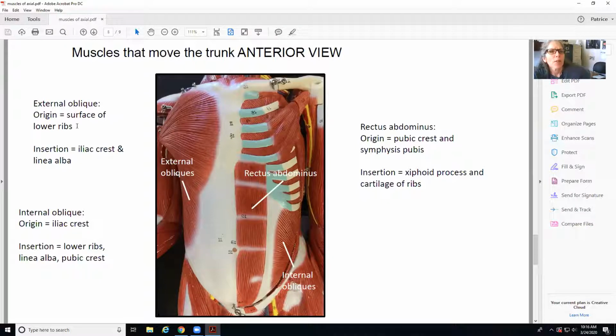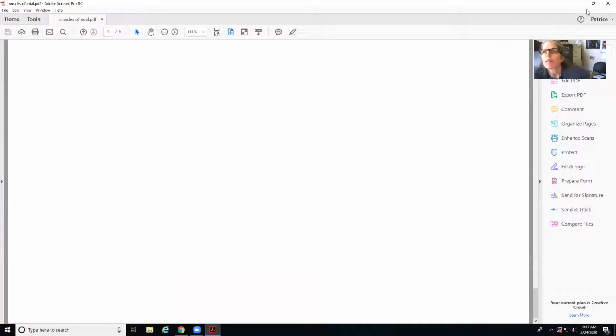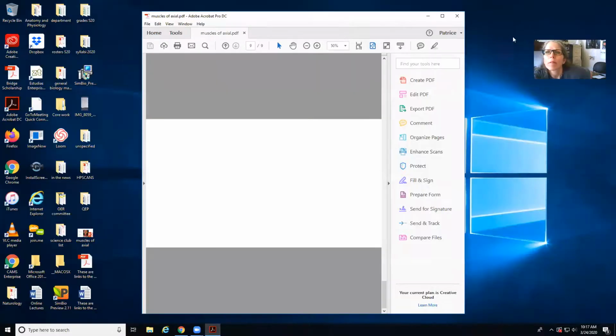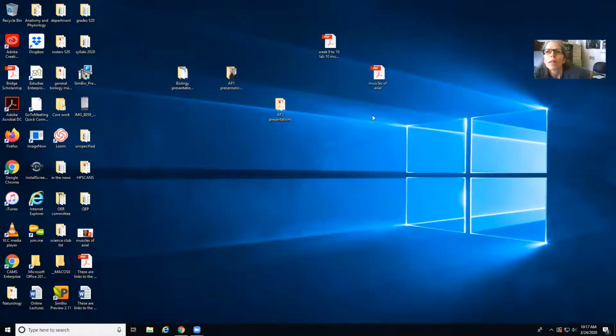There are slightly different origins for the external obliques and the internal obliques. The internal one originates down here on the iliac crest, and the external one originates up here. All right, so that is our basic slideshow.